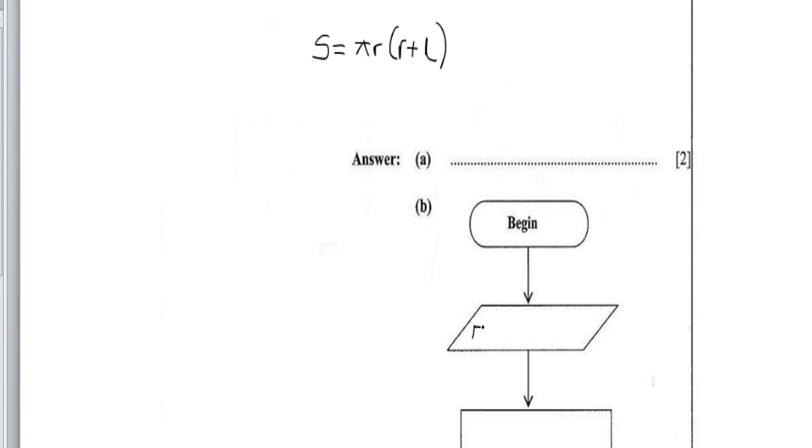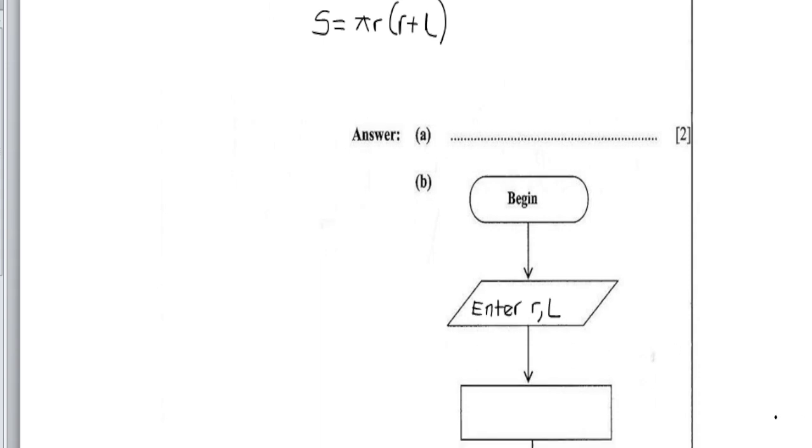So you are supposed to say enter. So enter the radius, which is r, comma, the slant height, which is l. Then once you are done entering those, what should follow next is that you should enter the formula that is used to find the curved surface area of the cone. So the curved surface area of the cone is found by saying pi.